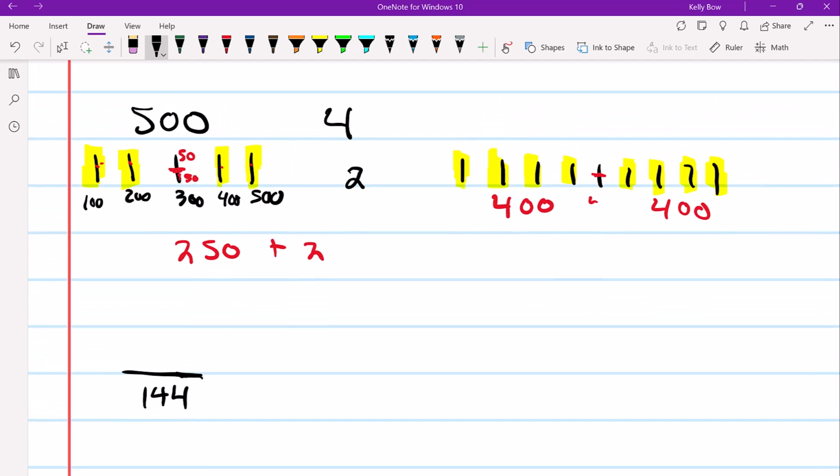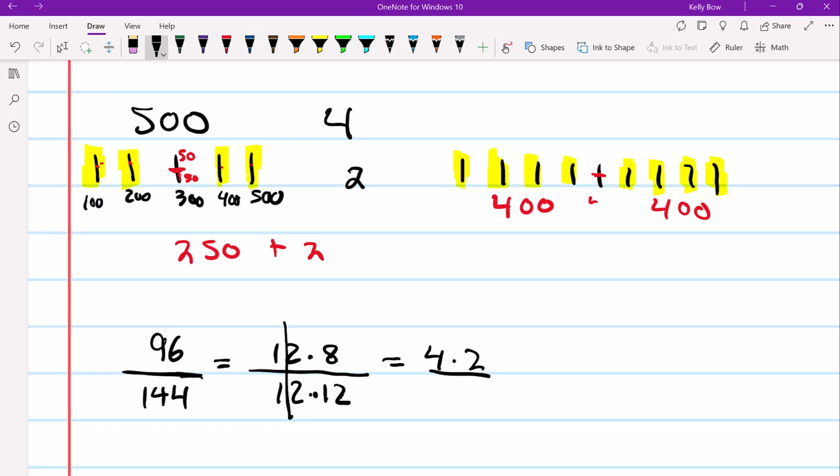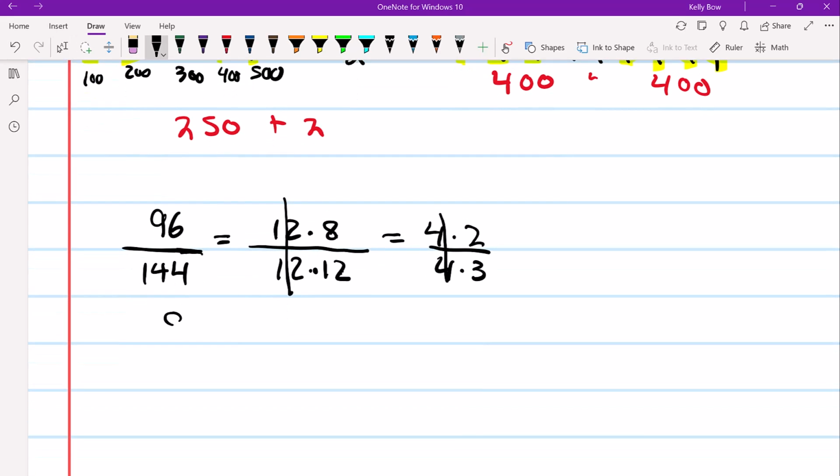So let's say you said 96 over 144. Some students might notice, well, I know 144 is 12 times 12. Have them look at a multiplication chart. Well, 96 is 12 times 8. And now some student might yell out, oh, well, those both have a 4 in common. 8 is 4 times 2. 12 is 4 times 3. So now what we have is 96 over 144 is 2/3.